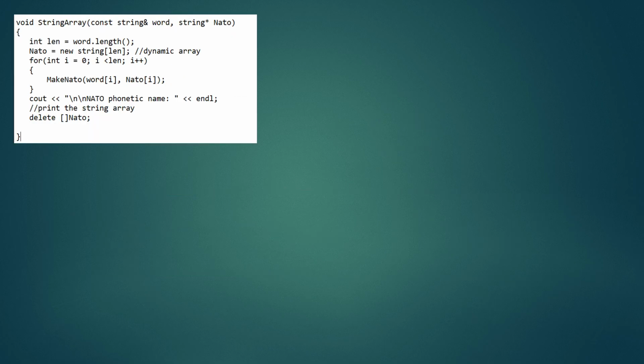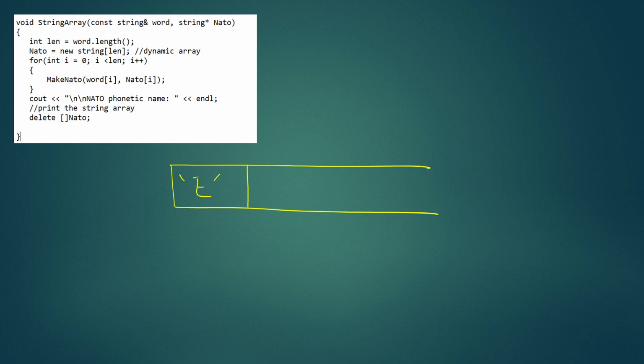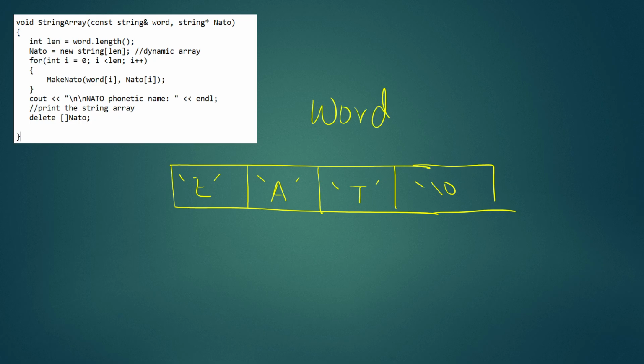And now here is the function that's going to put all of this together. Your word will come in. Again, we're going to use the word eat just because I know what those are. So we have E, A, and T. This is my word. My word has a length, so this is 0, 1, 2, 3. So the length of my word is 3.